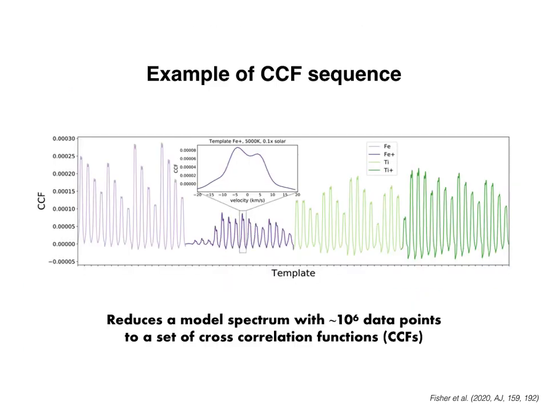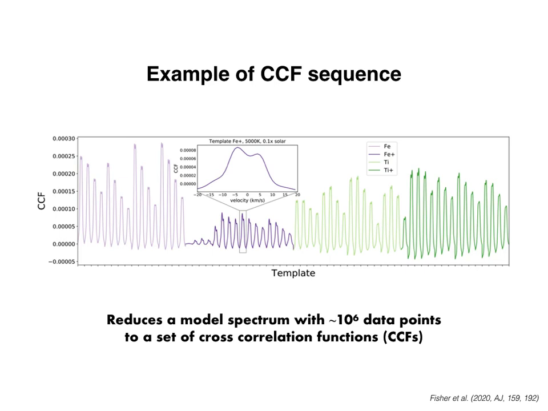So here's one example of a CCF sequence. Instead of a training grid of thousands, if not hundreds of thousands, of spectra, we reduce that training set to a set of CCFs. And the reason why these are functions and not numbers is because one has to construct these cross-correlation functions over redshift as well. If you are interested in the details of this, I encourage you to read Fisher et al. 2020, where the reference is stated below.